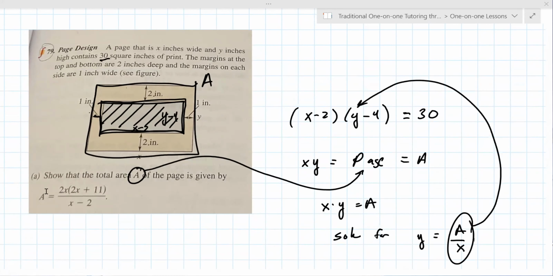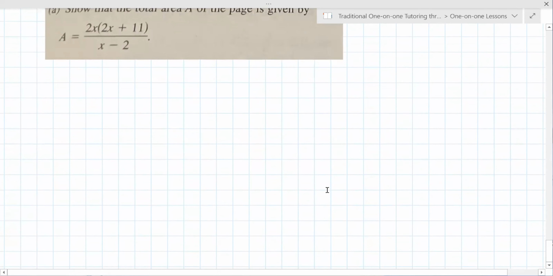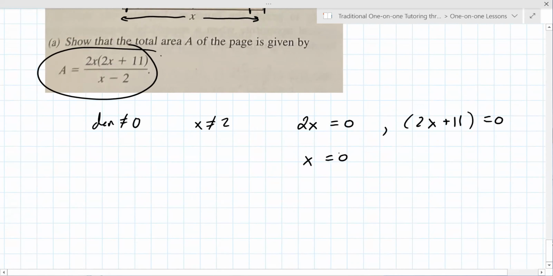Another issue. I guess I don't know how much they want you to investigate this, but if we look at this equation here, the denominator cannot equal 0. So we know that x cannot be 2. That's one possibility. When you look at the numerator, you set those equal to 0. And you find that x could be 0 or x is going to be minus 5/2. So neither of those are kind of interesting, I guess.